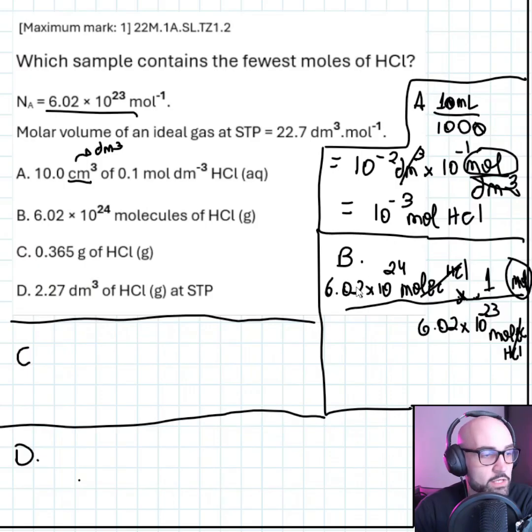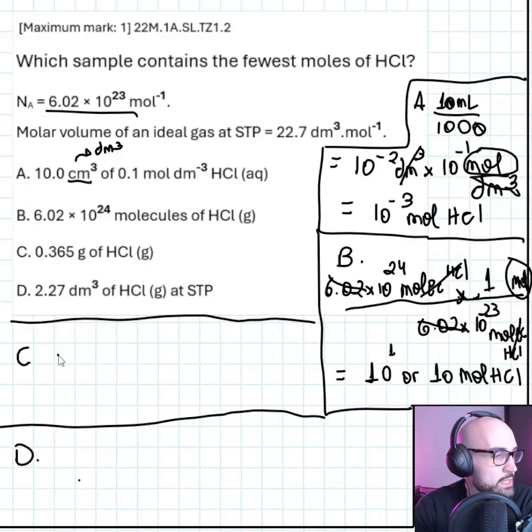And all you have to do is divide 6.02 times 10 to the 24 by 6.02 times 10 to the 23. You cross out the 6.02, it's the same number. 10 to the 24 divided by 10 to the 23. According to the property of exponents, when you're dividing powers of 10, you have to subtract the exponents. So that is going to be equal to 10 to the power of 24 minus 23, which is 1, also known as 10 moles of HCl.